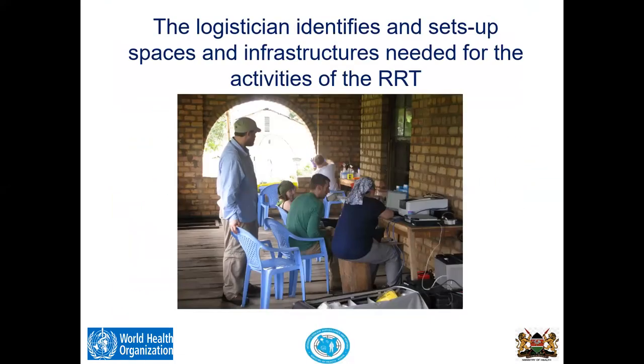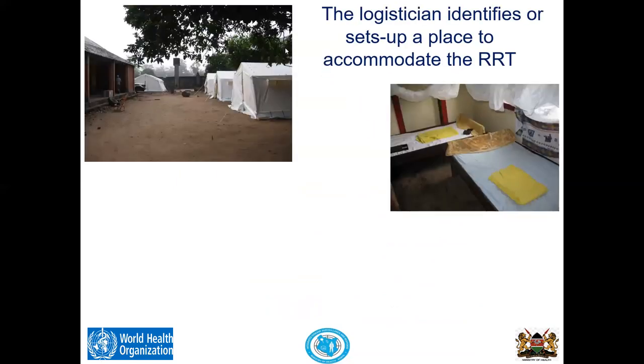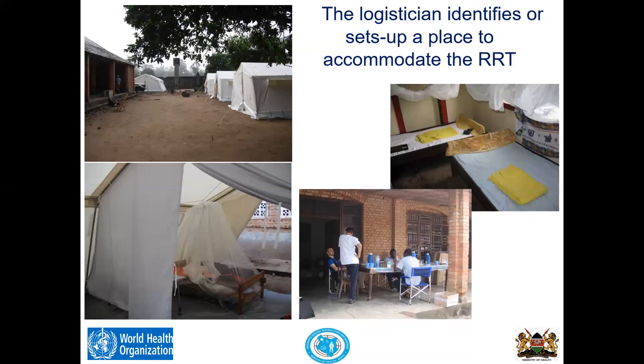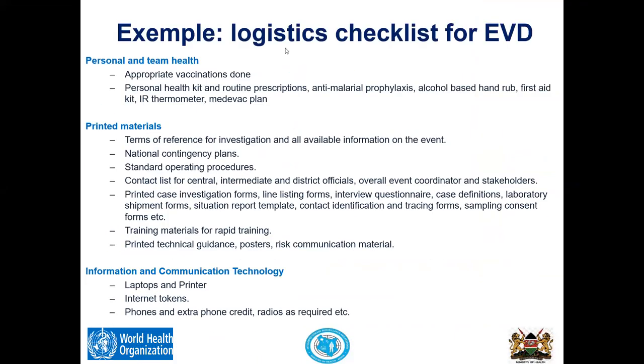Once on the ground, the logistician identifies and sets up spaces and infrastructures needed for activities of the RRT. This could be communication systems. It could also be accommodation, you know, where will the team be operating? Where will the team be meeting? And what precautions must be put in place to make sure that the team is safe at all times? Remember, if the safety of the team is not assured, that will greatly hamper how the response to the outbreak is conducted. So these are just examples of logistics for EVD.